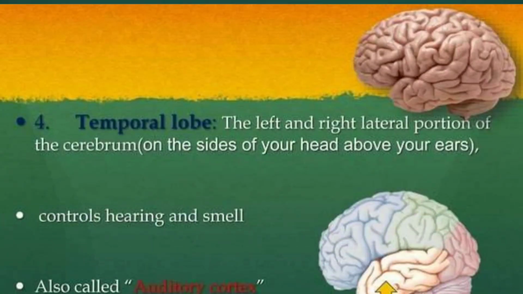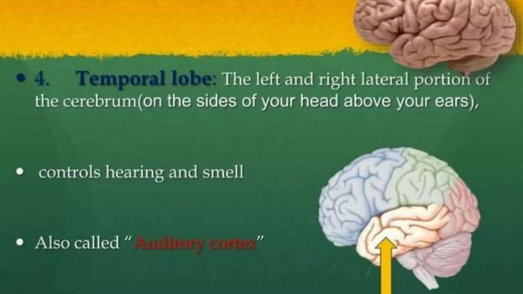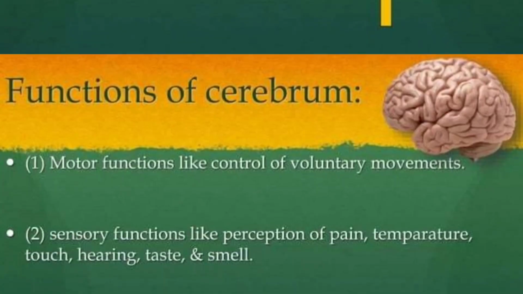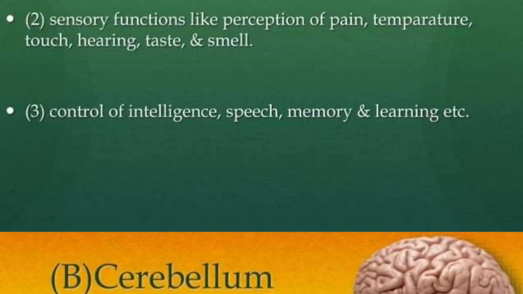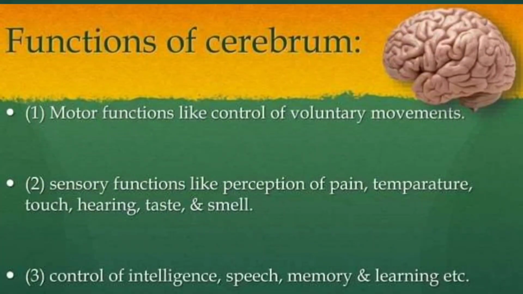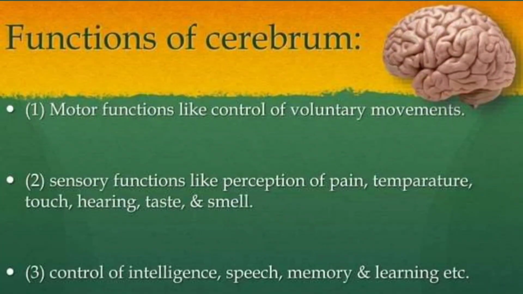Temporal lobe, the left and right lateral portion of the cerebrum on the sides of your head above your ears, controls hearing and smell, also called the auditory cortex. Function of cerebrum: motor functions like control of voluntary movement, sensory functions like perception of pain, temperature, touch, hearing, taste and smell, control of intelligence, speech, memory and learning, etc.